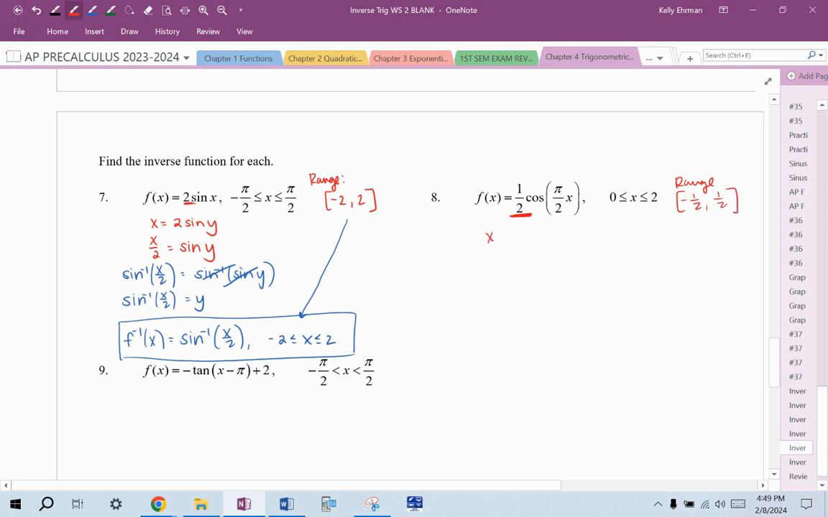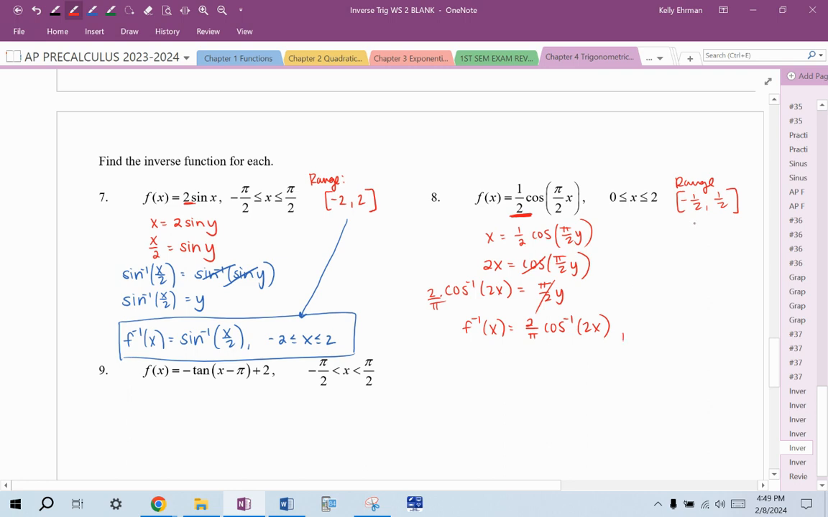And so if we switch x and y, x equals 1/2 times the cosine of pi over 2 times y. Isolate the cosine part, so multiply 2 over to this side. Get rid of the cosine by taking the inverse cosine of both sides. So inverse cosine that side, you just have pi over 2 times y. Get rid of the pi over 2 by multiplying by 2 over pi. So f inverse of x is equal to 2 over pi times the inverse cosine of 2x.